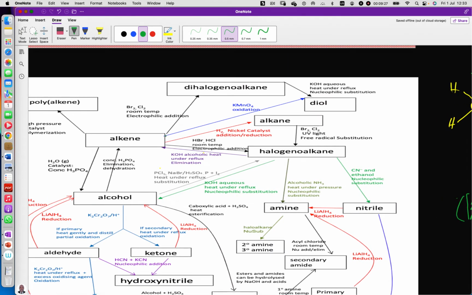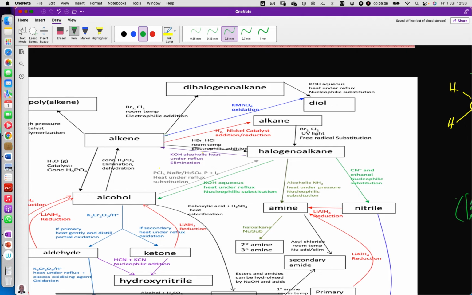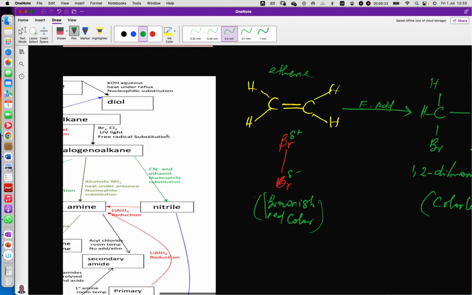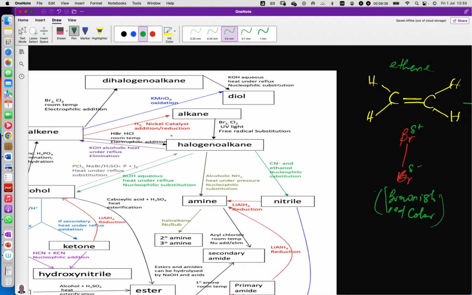Ethene can also react with hydrogen bromide. Ethene again can react with any hydrogen halide, hydrogen bromide or hydrogen chloride, and when it reacts with that, it's going to produce what we call a halogenoalkane.